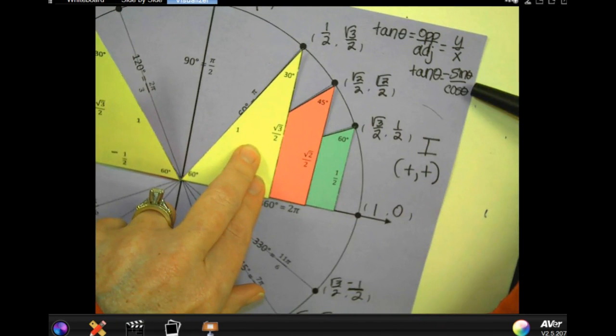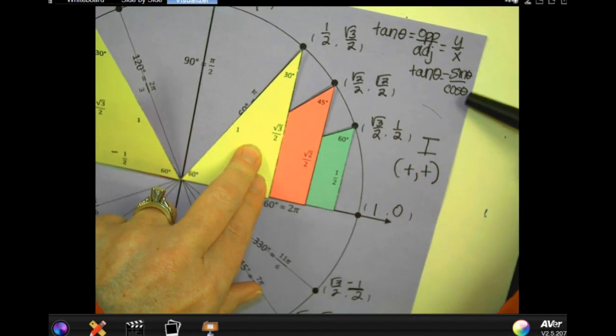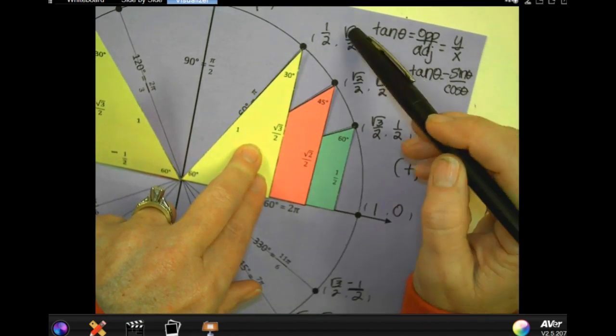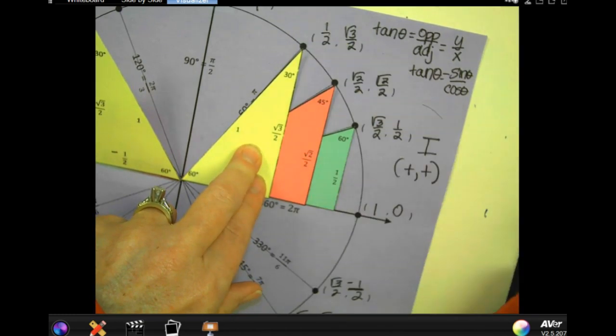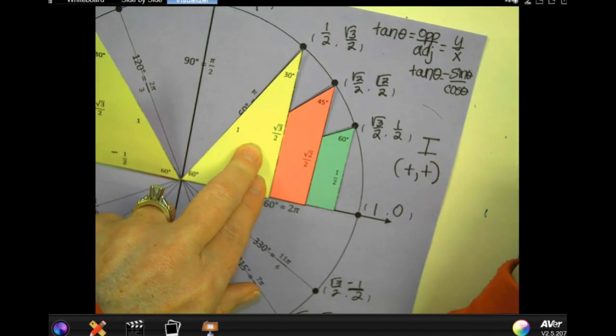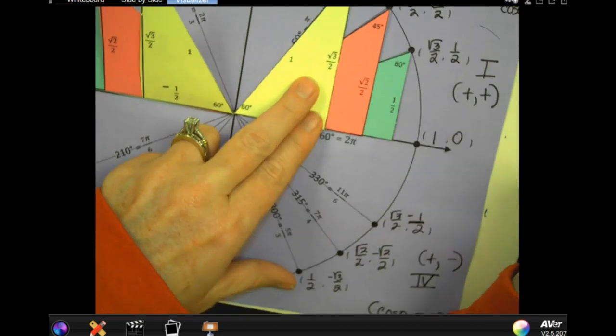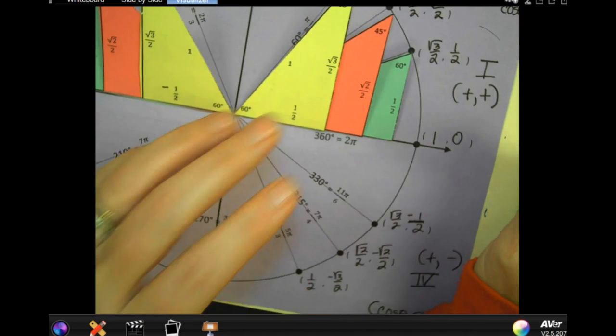Now, the tangent, we said, is the sine over the cosine. Do I have a sine and a cosine so I could find the tangent? Okay? So it's a pattern all the way around.